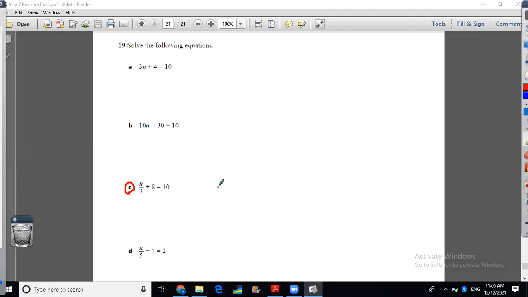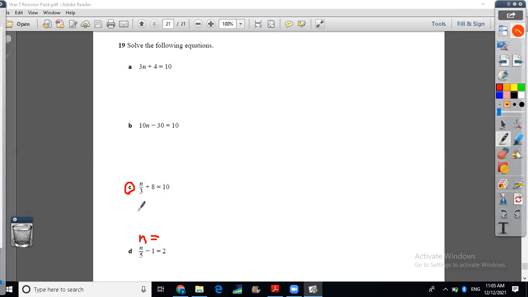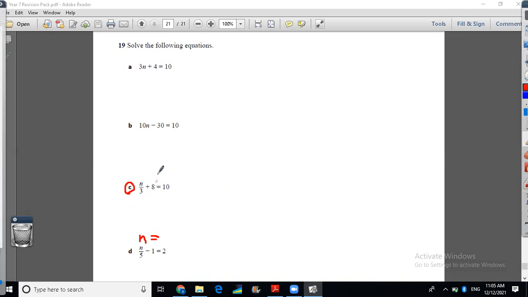I'm going to remind you now of how to do this. Here, I first need to find n. This is our target. n equals what? In order to find n, I need to ask myself, what happened to n first? We divided it by 3. Then after that, we added 8. So the last thing that happened is that we added 8. So get rid of the last thing that happened.